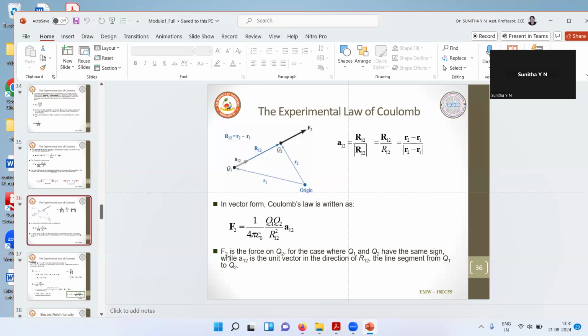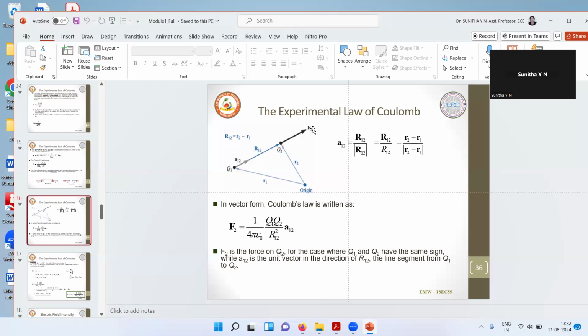vector form. F2 is the force on Q2 for the case where Q1 and Q2 have the same sign, while A12 is a unit vector in the direction of R12, the line segment of Q1 and Q2. So you could see here, I could have a force F2 moving in this direction. What does it mean? Q1 and Q2 are of the same polarity. That's why we are finding the repulsive force. So you will get a force going away. So it depends on whichever is bigger, you will be moving in that direction.